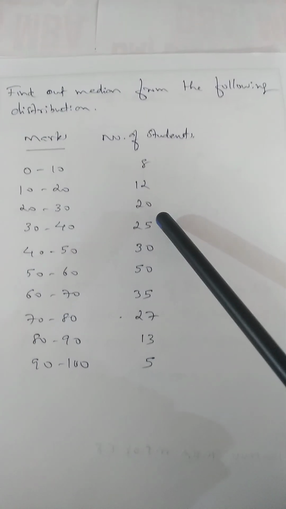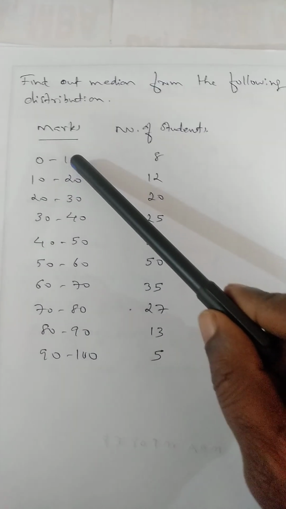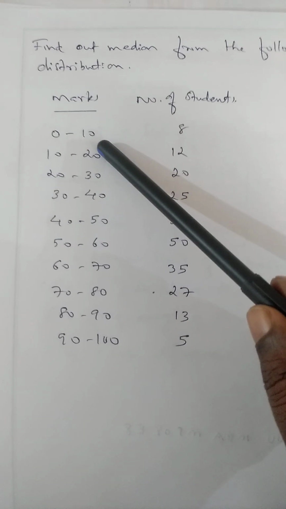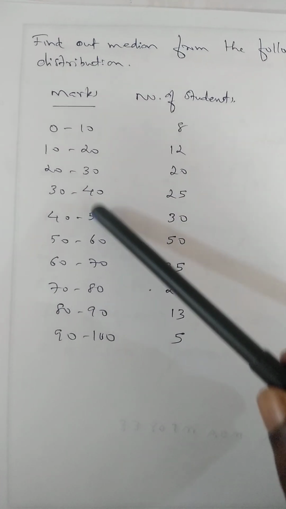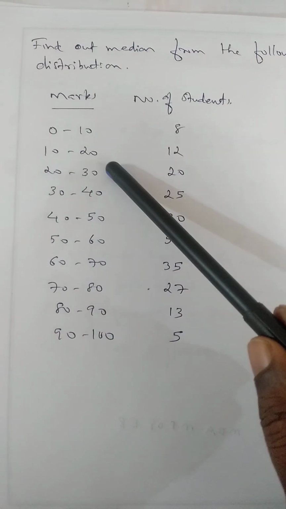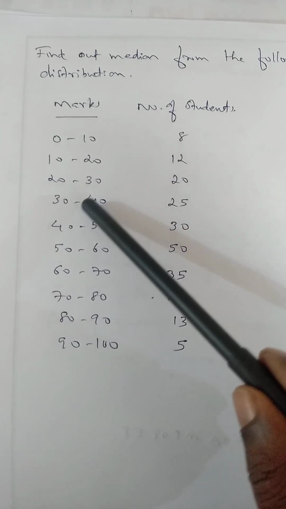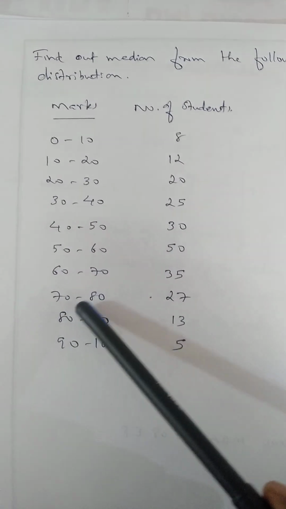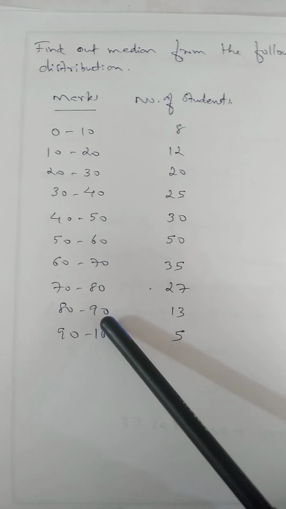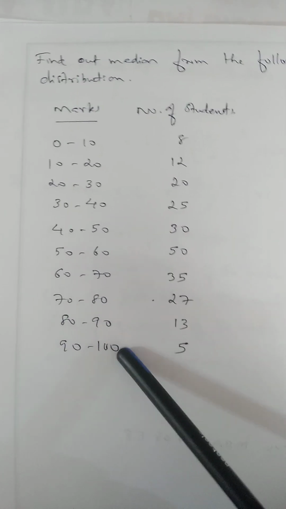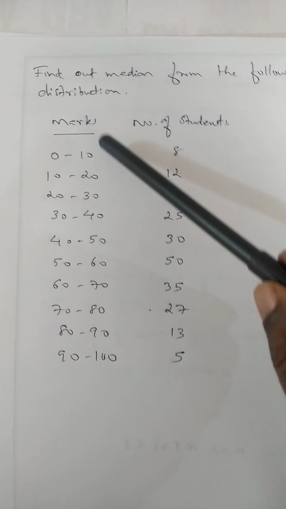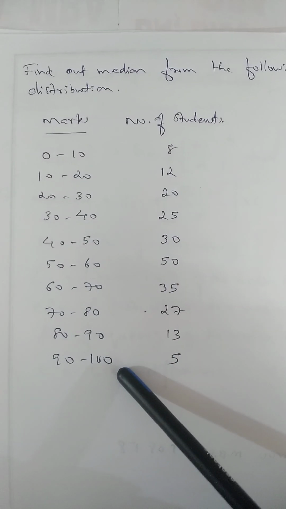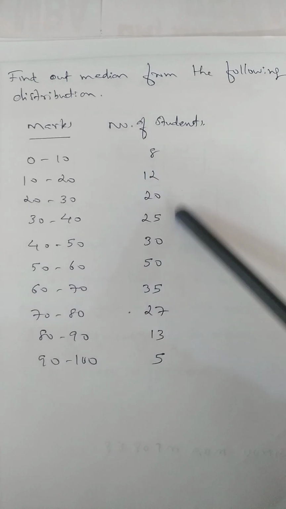Two groups of data are available in your question. One is marks, another number of students. Under marks, different groups or different classes are given: 0 to 10, 10 to 20, 20 to 30, 30 to 40, 40 to 50, 50 to 60, 60 to 70, 70 to 80, 80 to 90, then 90 to 100. So different groups are here. Each group is called a class. Okay, and the number of students.